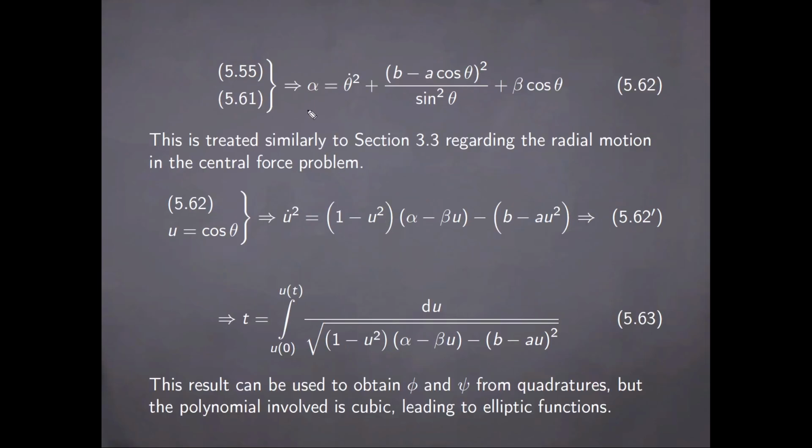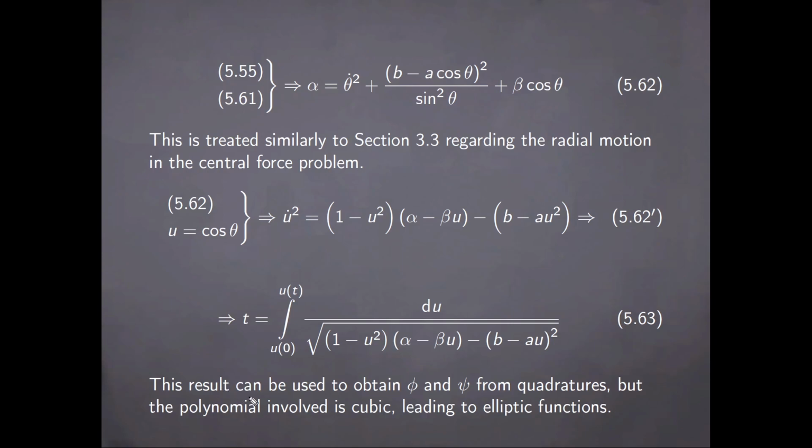And what this allows us to do is to cast the equivalent one-dimensional problem in an even simpler form. And as stated, this can be treated quite similarly to the radial motion in the central force problem. Namely, once we have this result, we simply use this change of variables in order to obtain a differential equation of the form given here, and this can be integrated immediately to yield the following quadrature.